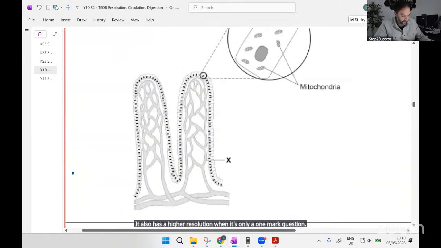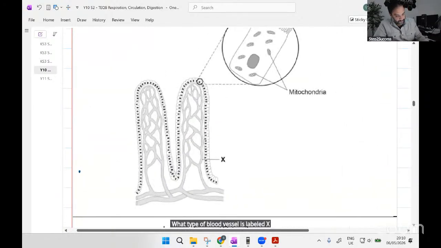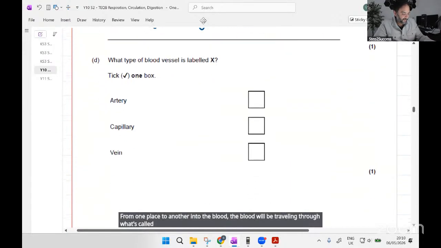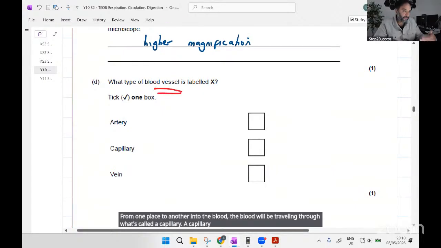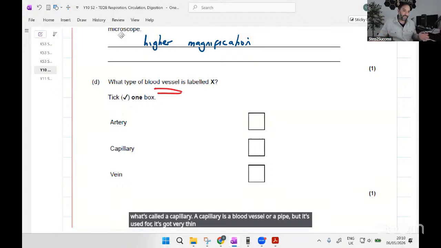What type of blood vessel is labeled X? So wherever you have things moving from one place into the blood, they will be traveling through what's called a capillary. A capillary is a blood vessel or a pipe, but it's got very thin walls and it's used for when things have to go in and out of the blood.